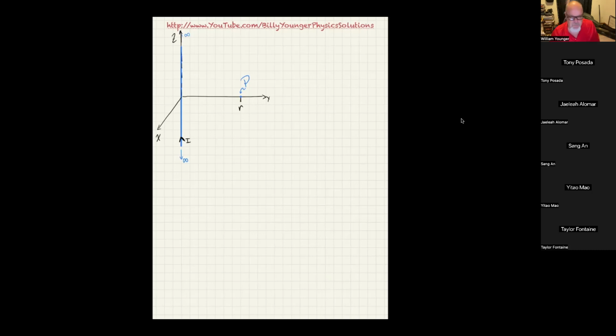Anybody have any problems with that idea, that those are the directions? Okay, if you're not getting that, you definitely have to work on your right-hand rule some more. But that is what it is.